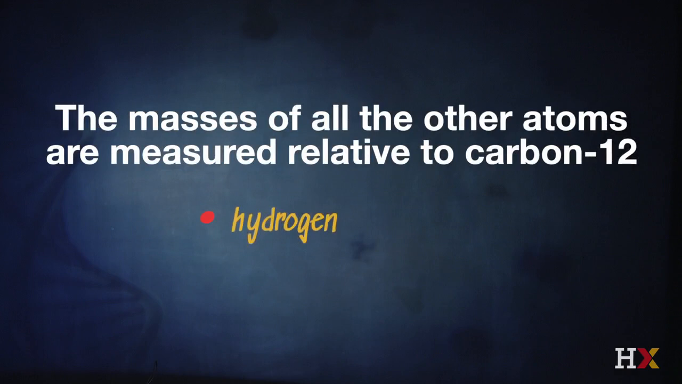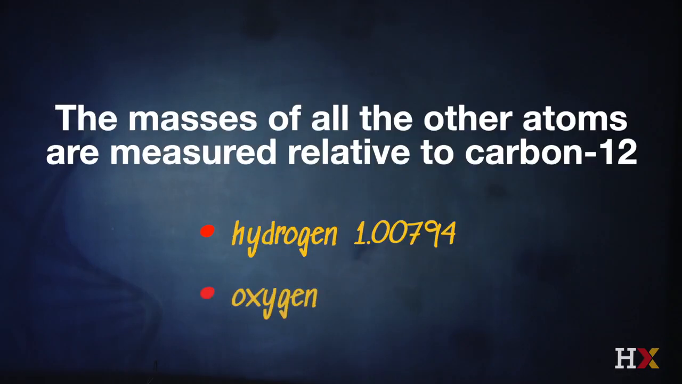So the relative mass of hydrogen, for example, is 1.00794. You can see that there is a slight contribution from deuterium and tritium in that statement of hydrogen as an element. In the case of oxygen, that number is 15.9994. Oxygen is approximately 16/12 as massive as carbon-12, and hydrogen is about 1/12 of the mass of carbon-12.